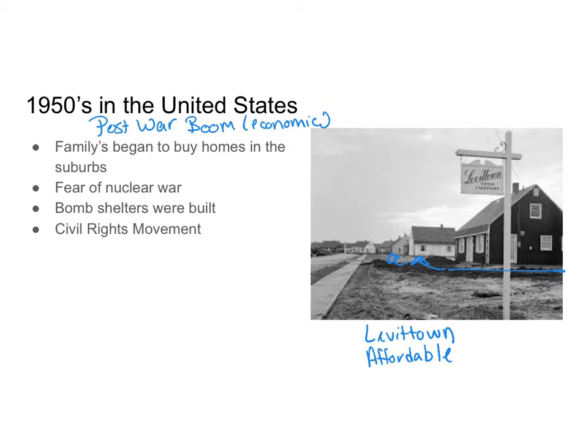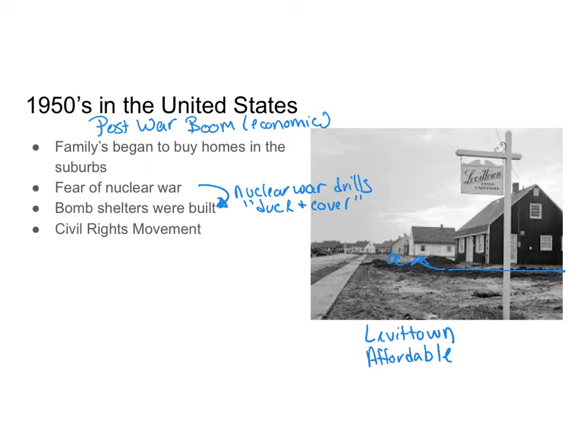But overlurking this idea of this suburban lifestyle was this fear of nuclear war. And so we started to see bomb shelters being built. They also would do nuclear war drills. So duck and cover, you might have seen that video. If you watch the videos after this, you'll see a little duck and cover video.